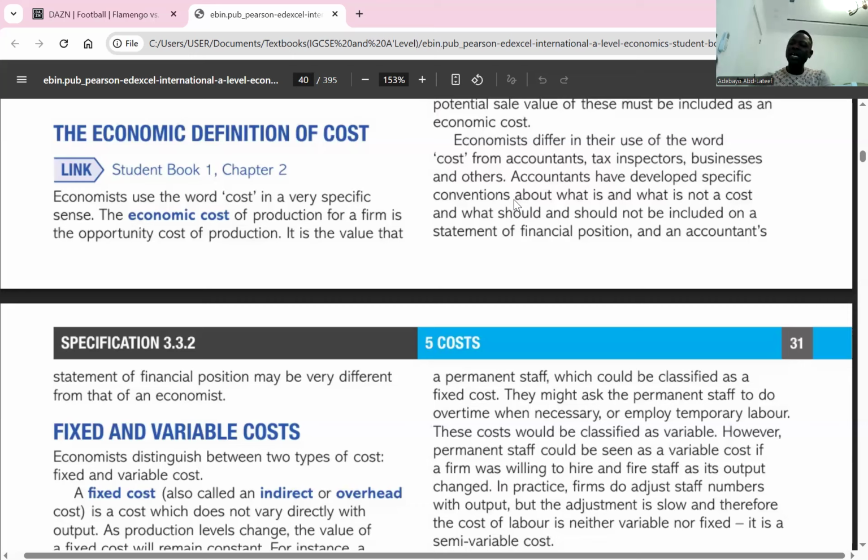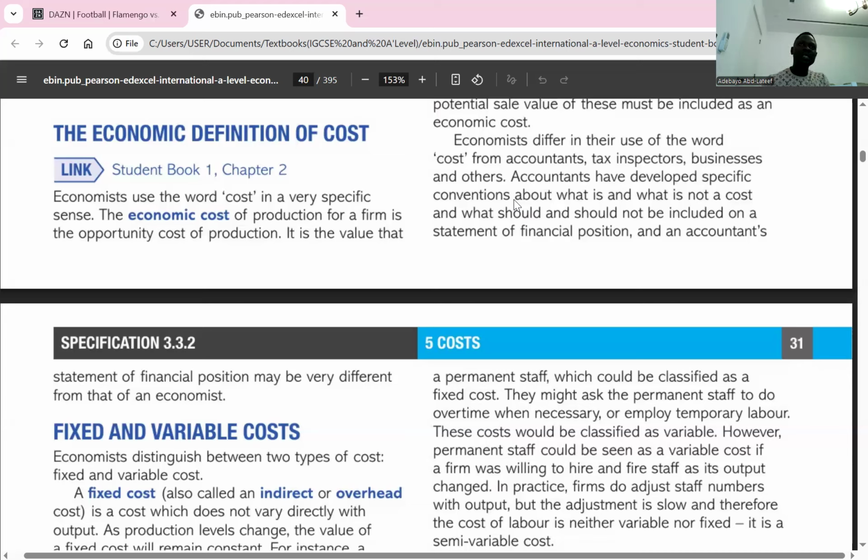Yes. Then we have the last one, which is imputed also, is the goodwill. And when we talk about goodwill, we're talking about the established reputation of a firm or of a business. So what is the economic cost of goodwill? The economic cost of goodwill is the interest you will not earn when you actually sell the business.